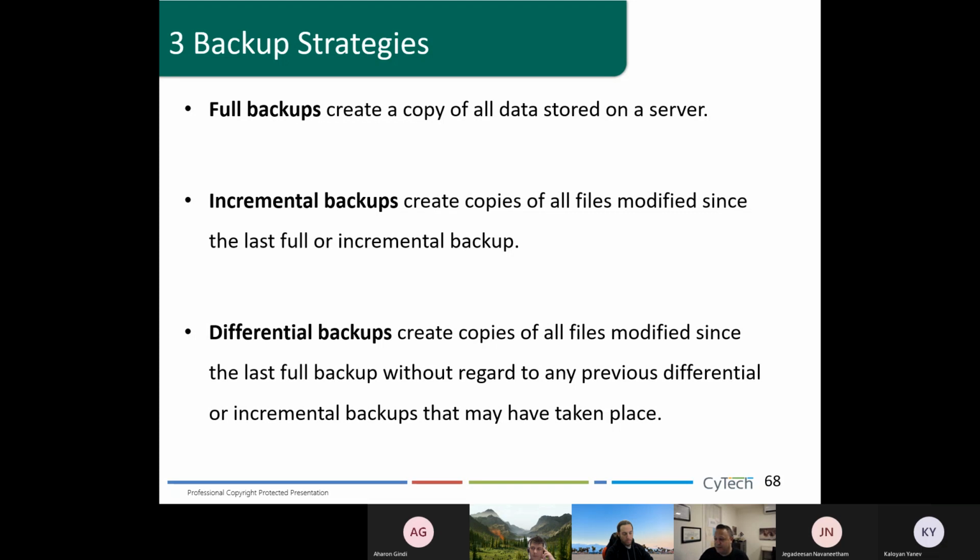The differential backups create copies of all files modified since the last full backup without regard to any previous differential or incremental backups that may have taken place. Differential goes to yesterday I had a full backup. Today I'm running differential backup. Okay, so I'm looking back and I see that yesterday I had full backup, so I'm backing up today. Tomorrow I'm going to run another differential backup. That one is not going to look at today's differential backup, but it's going to look at yesterday's full backup, and it's going to back up the 2 days that passed before that. All right, are we all good?